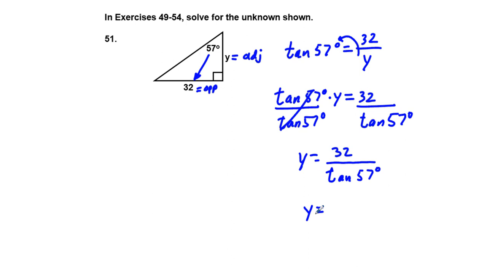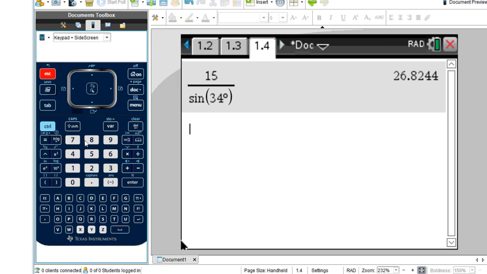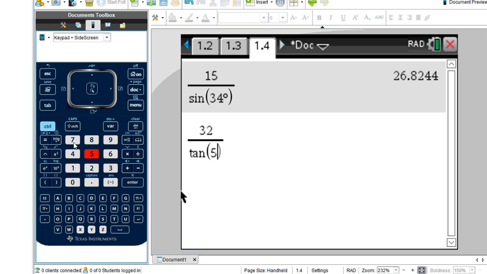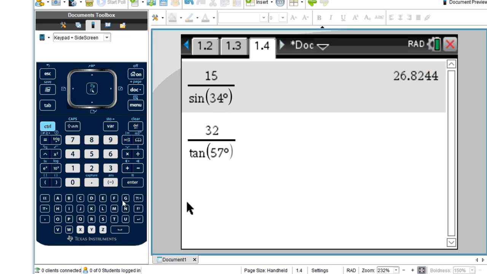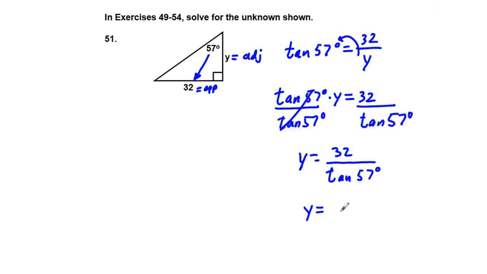And now to the calculator, we have 32 over tangent 57 degrees. And again, I need to use my degree symbol because we are in radians here. And so for that, to the hundredths place, 20.78. So y equals 20.78 to the nearest hundredths place. Okay.